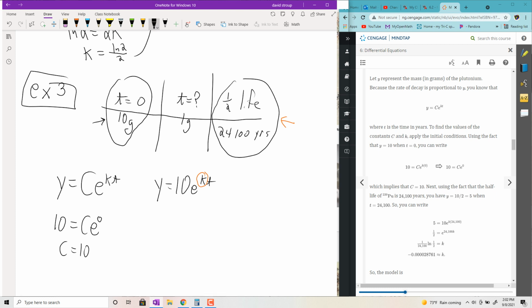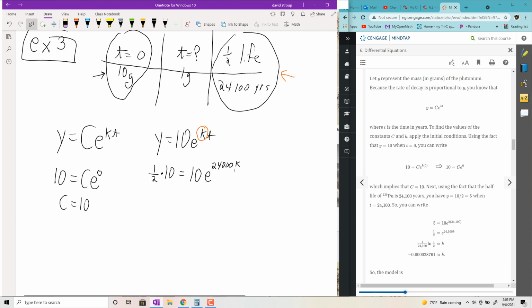So now I'm going to use this other condition. When it says the half-life is 24,000 years, that means 1/2 of the initial amount, which is 10, will be left over in 24,000 years. So when t is 24,000, you should end up with 5 grams. This is going to allow us to solve for k. You could divide both sides by 10 and end up with 1/2. And again, you have an exponential equation that we can solve by taking logarithms.